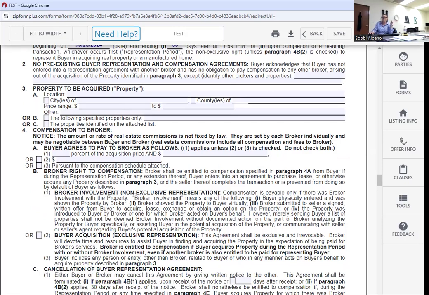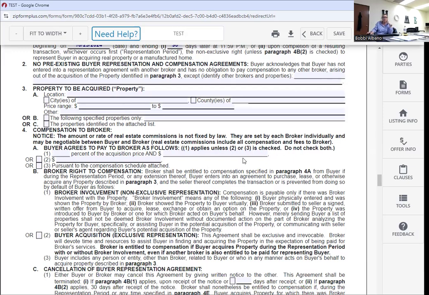All right. So moving along, compensation to broker. Notice the amount or rate of real estate commission is not fixed by law. They are set by each broker individually and may be negotiable between buyer and broker. Real estate commissions include all compensation and fees to broker. And then 4A is buyer agrees to pay broker as follows. And then it says 1 applies unless 2 or 3 is checked.